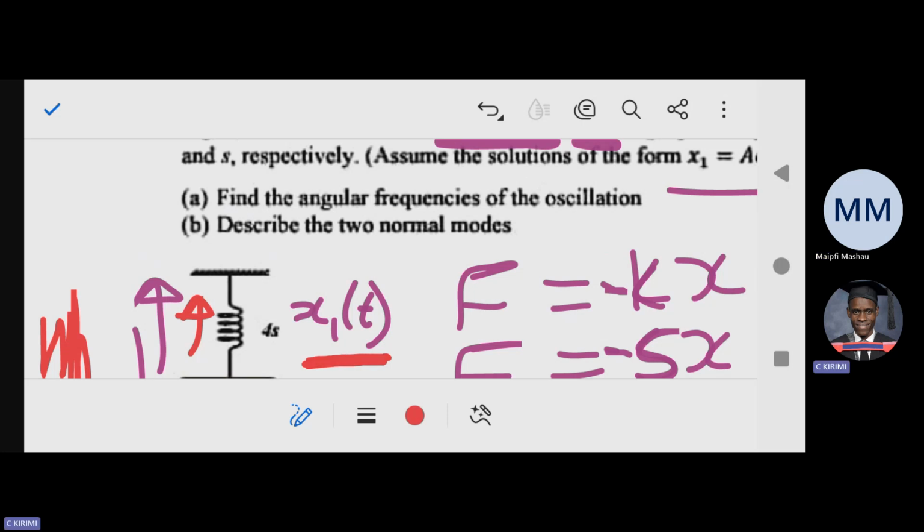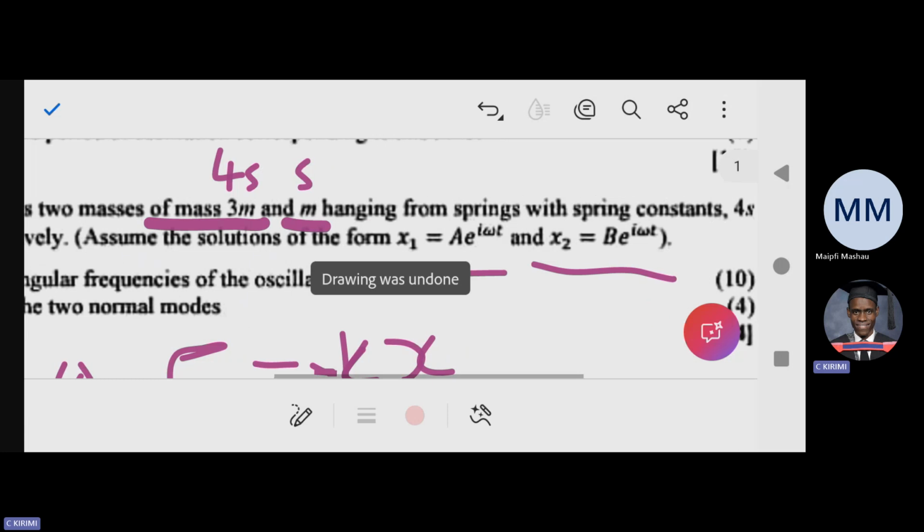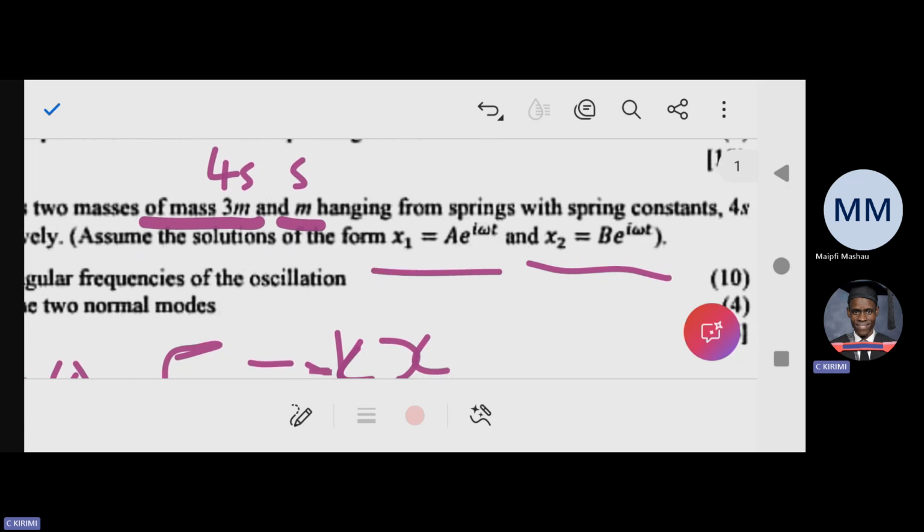If I differentiate the first time with respect to t, just like the question we did the other day, and then differentiate the second time, you plug it back into the equation. That's what we are doing: differentiating with respect to t.